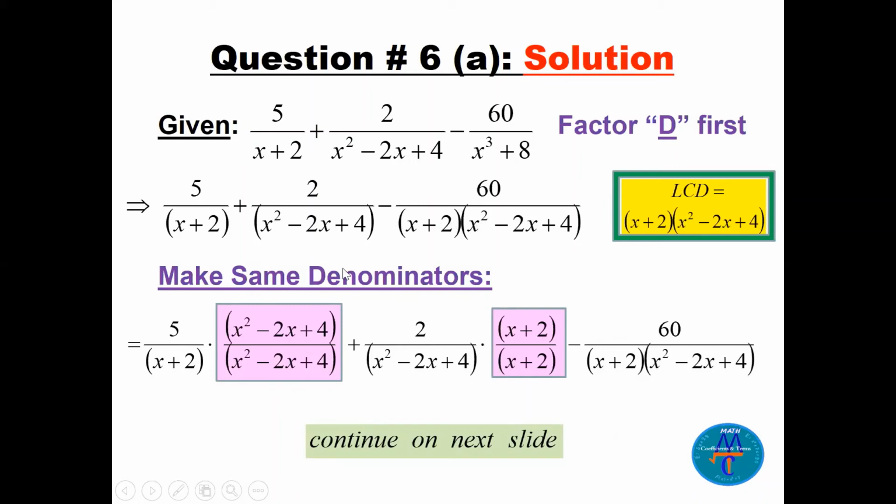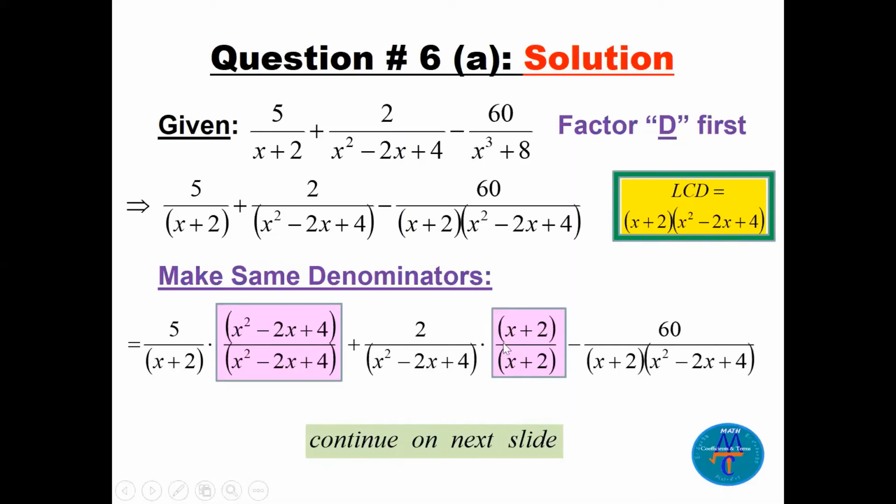Now, let's make the same denominator. So for the LCD, x plus 2, I take it 1 time. This one here, x squared minus 2x plus 4, same power, I take it 1 time. So that's the LCD. See the last one here, I don't do anything in the last one, in the 60. The LCD is there. This one, look at the one in the middle, x squared minus 2x plus 4. What is missing? X plus 2 from the LCD.